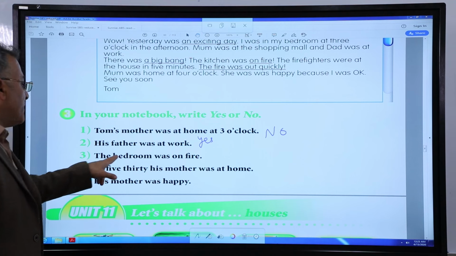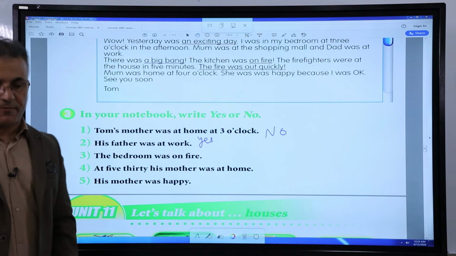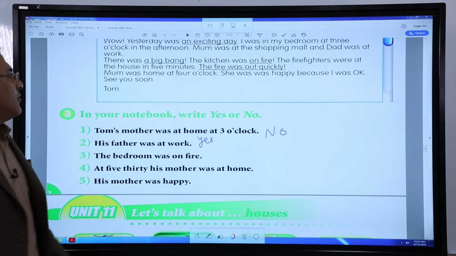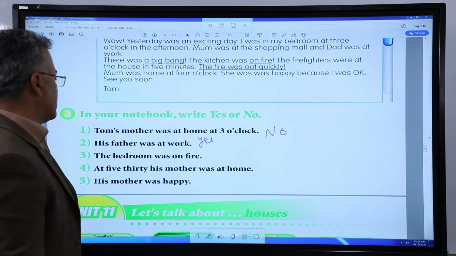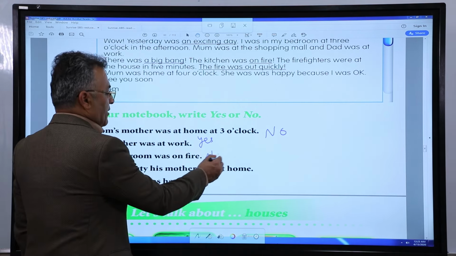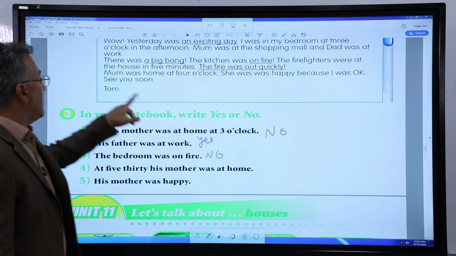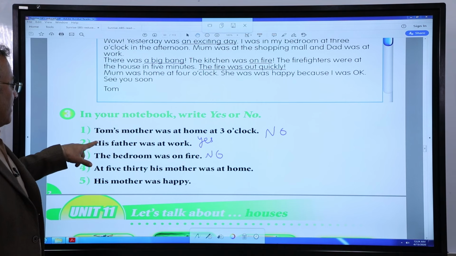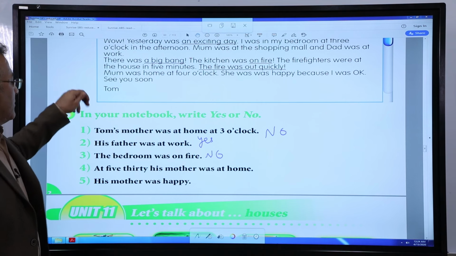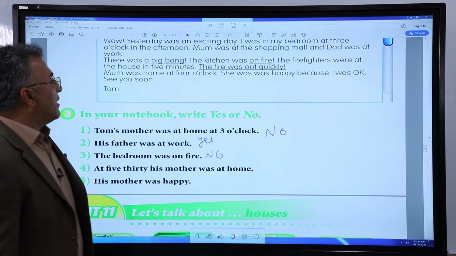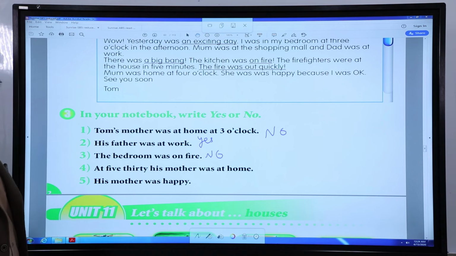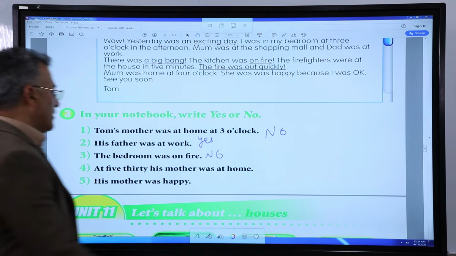Yes. The bedroom was on fire. The bedroom, was it? No, it wasn't. The kitchen was on fire, we say. No. At 5:30, his mother was at home. My mom was at home at 4 o'clock. Is it true? No.